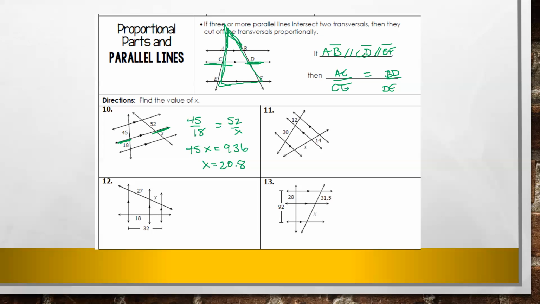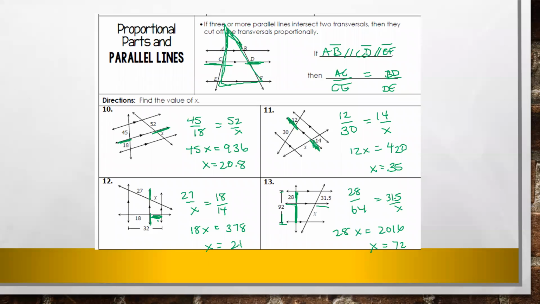All right, number 11, you're going to set it up the same way. Think of that interior parallel line as your fraction bar. Number 12, same setup, but you're going to have to figure out the length of this missing piece. Knowing the whole thing is 32 and this piece is 18, you should be able to figure out that missing piece. And same over here, number 13, 3 parallel lines, 2 transversals. This whole length here is 92. This piece is 28. So you should be able to figure out this missing piece here and set up your proportion. Go ahead and try number 11, 12, and 13.